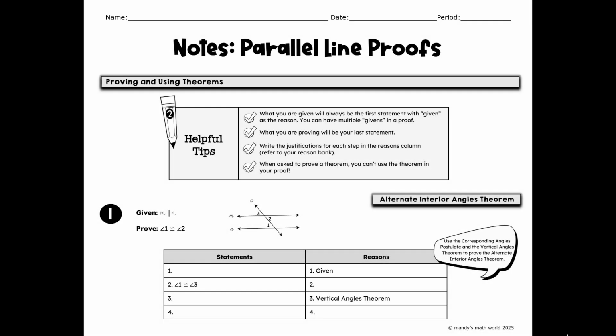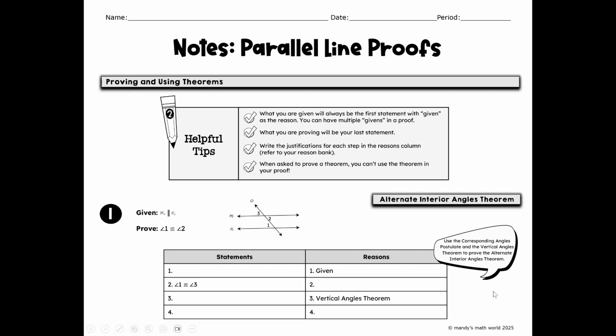Today, we're going to be looking at parallel line proofs. So proofs involving parallel lines. We might be given a set of parallel lines and asked to prove some relationships between angle measures, or we might be asked to prove two lines are parallel. Now, proofs are really difficult, so the proofs in this lesson are going to be partially filled in.